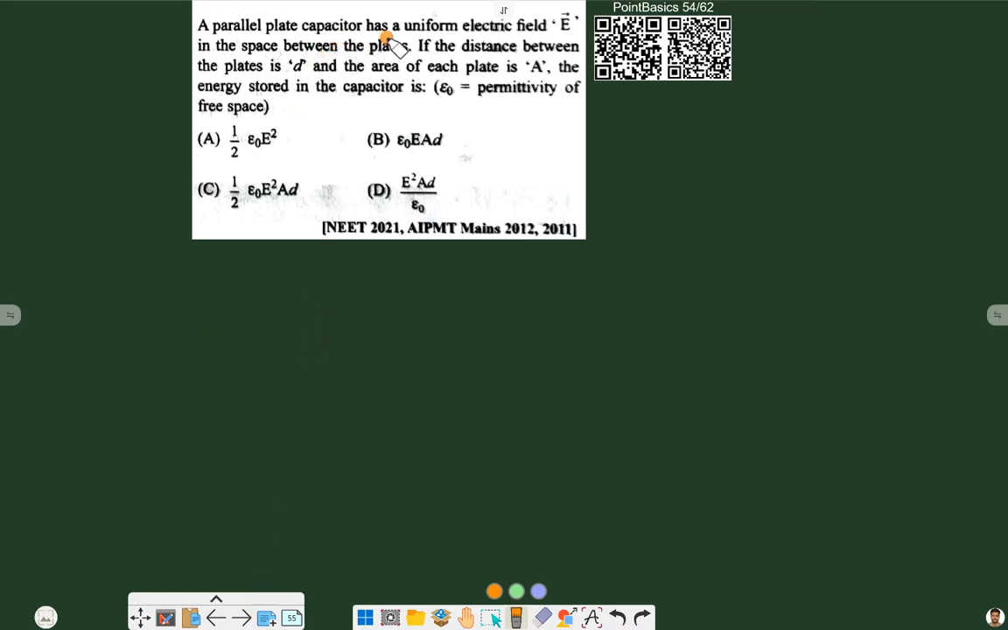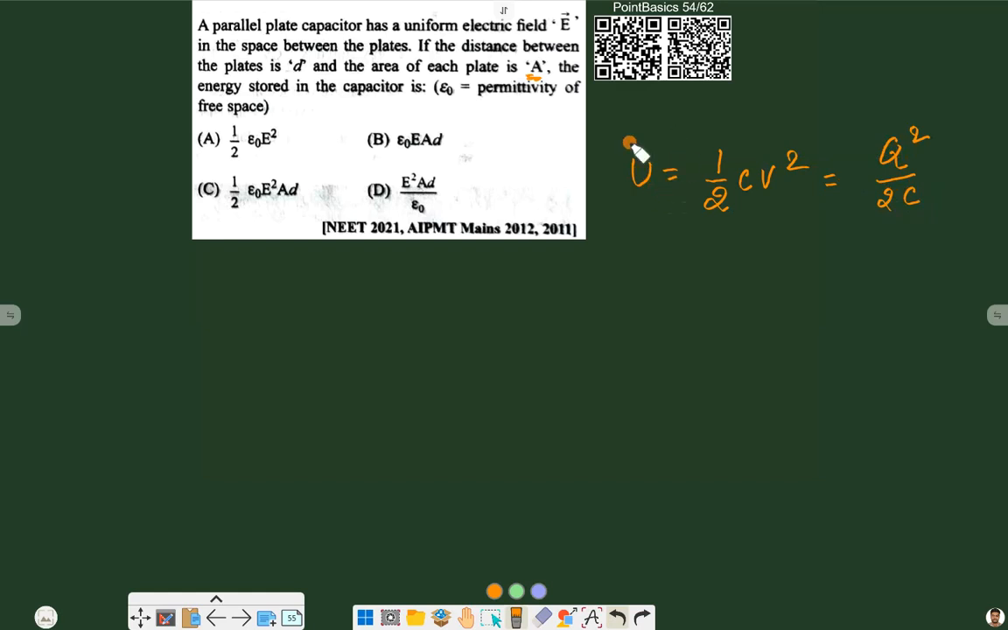A parallel plate capacitor has a uniform electric field E in the space between the plates. If the distance between the plates is D and the area of each plate is A, the energy stored in the capacitor is, so we have to find out the energy stored in the capacitor in the form of epsilon naught E square and in the form of electric field. So we know basically that energy in a capacitor is given by half CV square. And we have also another formula for energy, that is Q square by 2C.